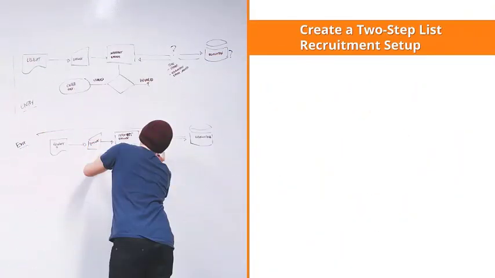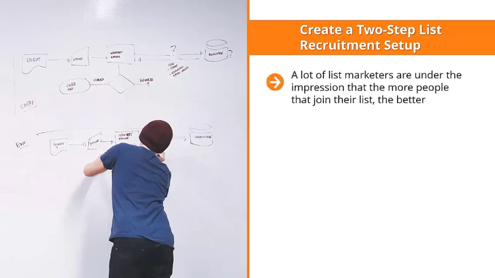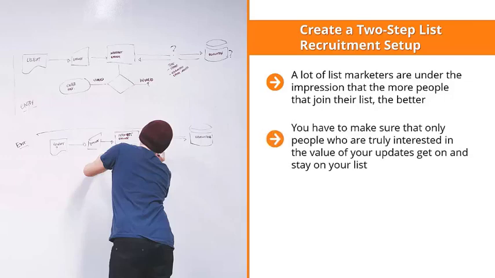Create a two-step list recruitment setup. A lot of list marketers are under the impression that the more people that join their list, the better. I'm telling you, the whole idea of the more the merrier doesn't work in list marketing. In many cases, you'd be making a lot more money having less people on your list than having a bloated list of squatters or uninterested people. You have to make sure that only people who are truly interested in the value of your updates get on and stay on your list. One very powerful way to do this is to create a two-step list recruitment setup.